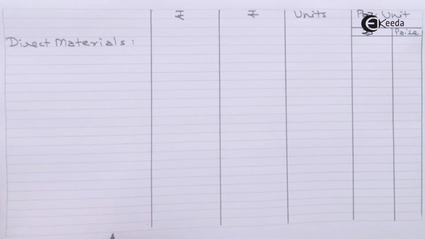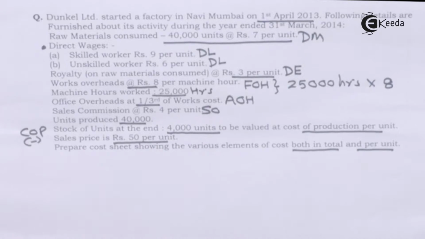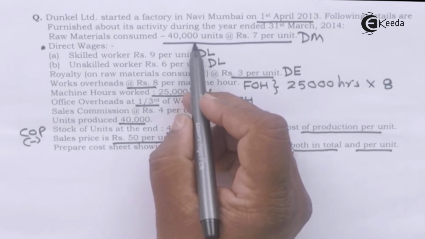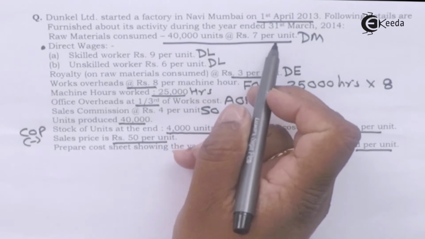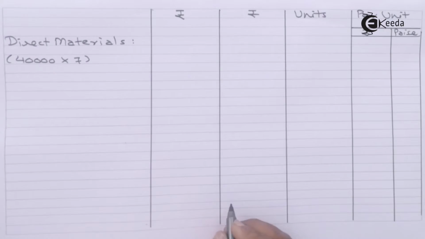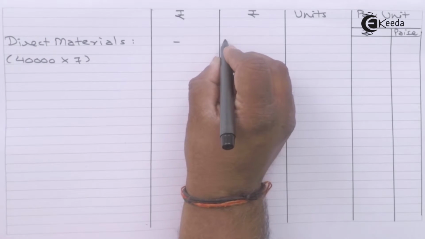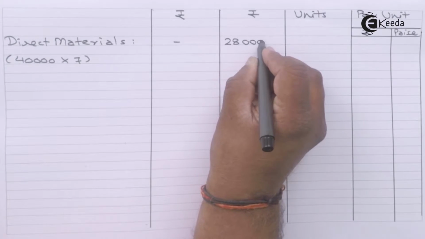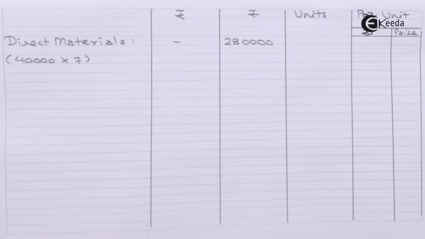First we will have to record direct materials. Raw material consumed 40,000 units at the rate of 7 per unit. So it will be 2,80,000.